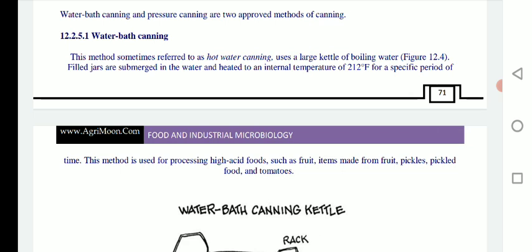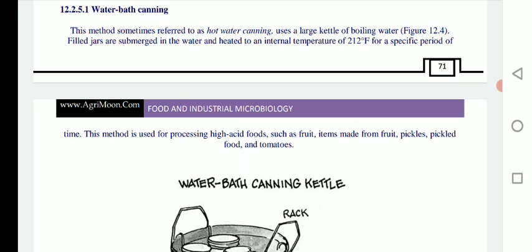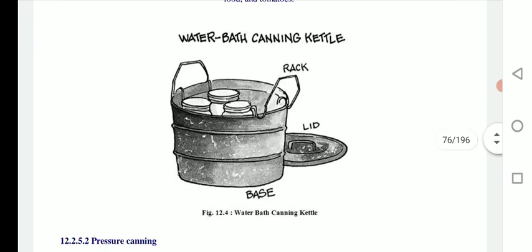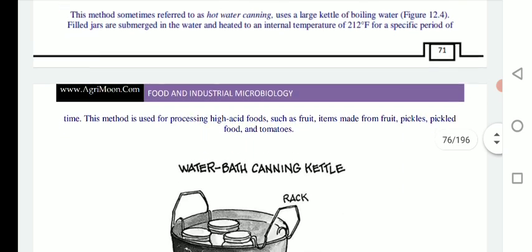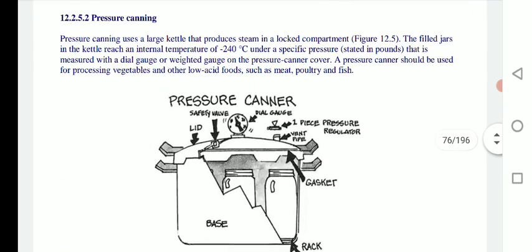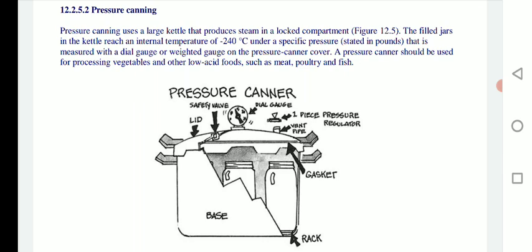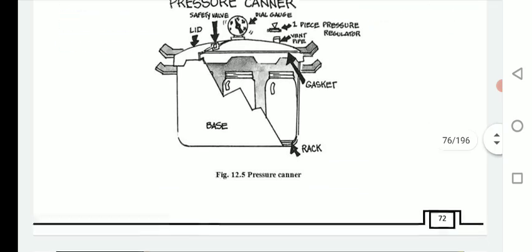So here different kinds of canning treatment are given. Say for example water bath canning. In this method, sometimes referred to as hot water canning, a large kettle of boiling water is used, and filled jars are submerged in water and heated at a temperature of 212 degrees Fahrenheit for a specific period. So here you can see hot water canning or water bath canning. Then pressure canning, similarly, operates as an autoclave, and steam under pressure is applied for pressure canning.